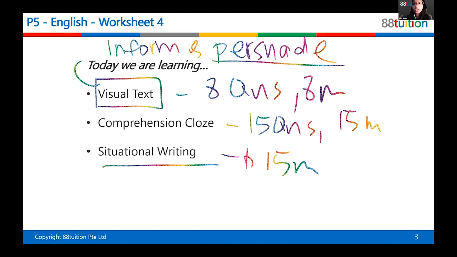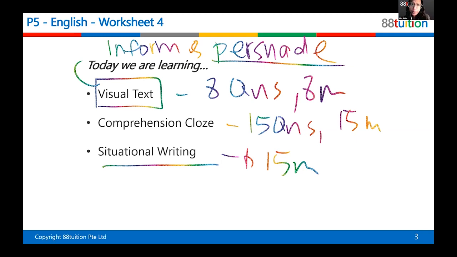What does persuade mean, anyone? By the way, if you know the answer, you can raise your hand. If you don't know also, you can just try and participate. Anyone? What does persuade mean? I need to persuade my mom to buy for me. Raise your hand first, not force. More like to convince you. I need to convince you.